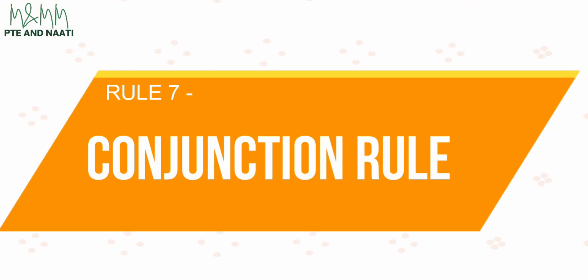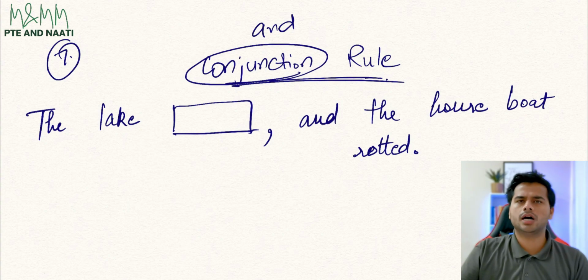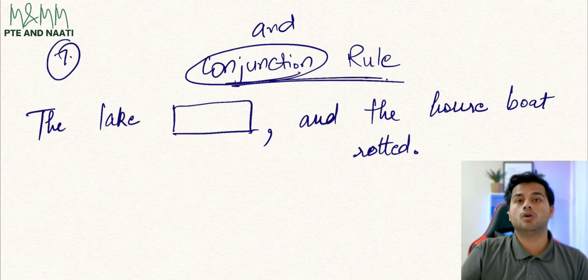And then last but not the least rule is the conjunction rule. Conjunction, first of all, means it's kind of connectors. Let's say "and", "moreover", "furthermore", "however", all these kind of words are called conjunctions.